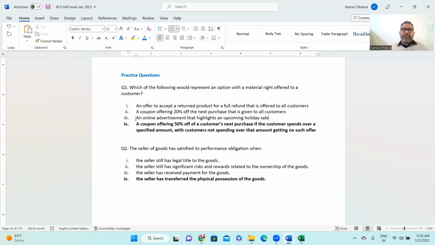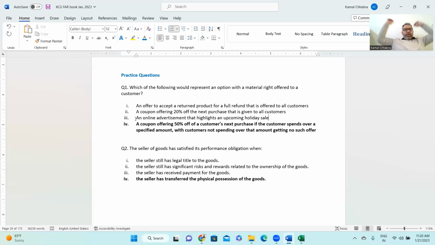Third one is the seller has received payment for the goods. So he has received the payment for the goods. Would it mean he has satisfied the performance obligation? No. Right? The last one is the seller has transferred the physical possession of the goods. As there are no other facts, we are assuming the physical possession is transferred. That means ownership has been transferred, and risk and reward have been transferred. Hence, we can say this is the best option out of these four. Sometimes you need to select the best right option. Make sense? Yes, sir.